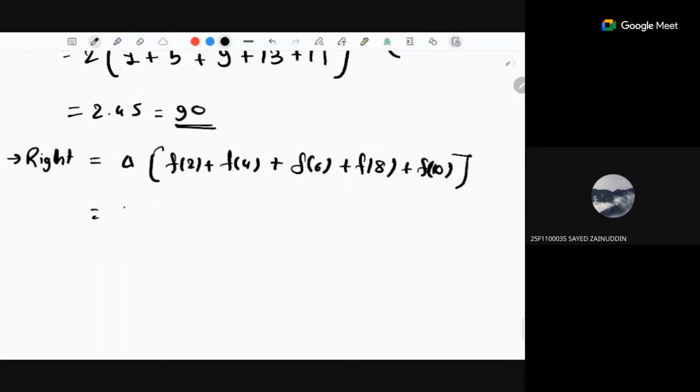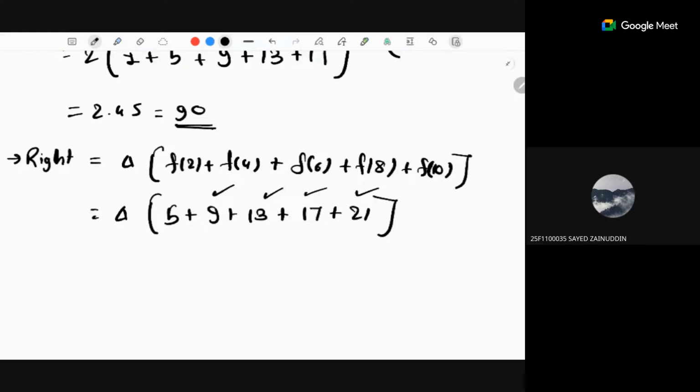So if you compute the values, here you will get 5, here you will get 9, here you will get 13, here you will get 17, here you will get 21. Again, these two will become 30, and these two will become 30 again. So 30 and 30 will be 60, and 65 in total. So we have 2 into 65, which will be 130. So this is your right Riemann sum.